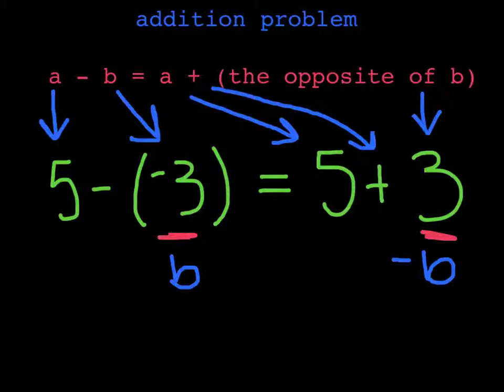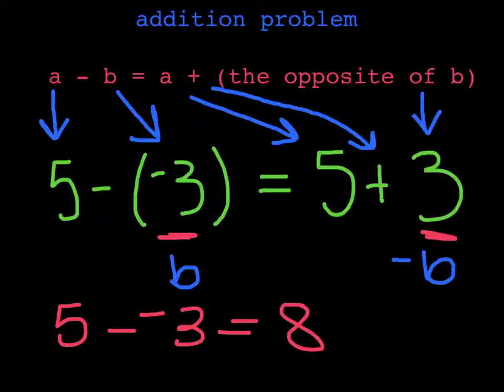Once I have rewritten the original problem, 5 minus negative 3, in the new form, 5 plus 3, I can quickly state that 5 minus negative 3 is equal to 8, because we all know that 5 plus 3 equals 8.